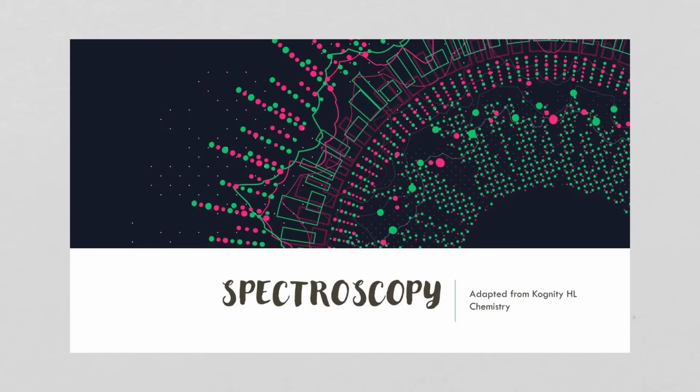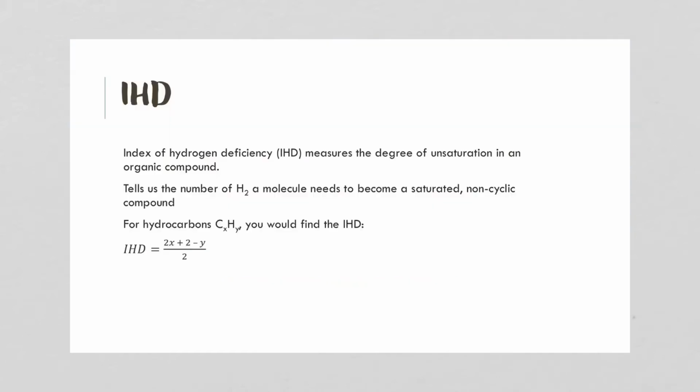In this video lesson, we're going to look at spectroscopy and how we can use spectroscopy to identify what organic compound we're working with. So first of all, we need to be able to calculate the index of hydrogen deficiency, or the IHD, and it measures the degree of unsaturation in an organic compound.